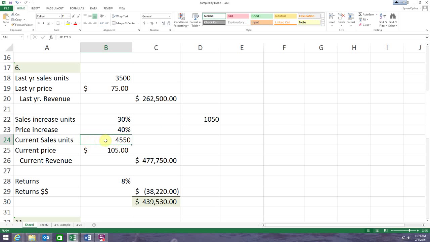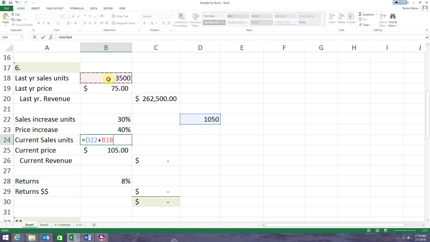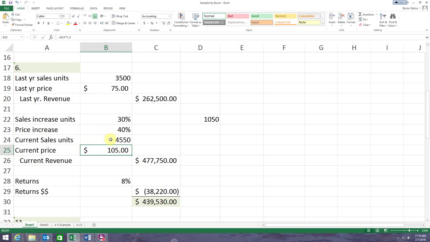So when I get down here to current sales per units, I'm going to show you a couple different ways to approach this. Obviously, if this is my increase and this was my last year's, I could simply add this plus this, right? 4,550 units. Okay, a shortcut. I tend to use the shortcut: anytime you have a sales increase of 30% like that, if you break it down, use your algebra, it says that the new sales would be equal to last year's sales times 1 plus the percent increase.